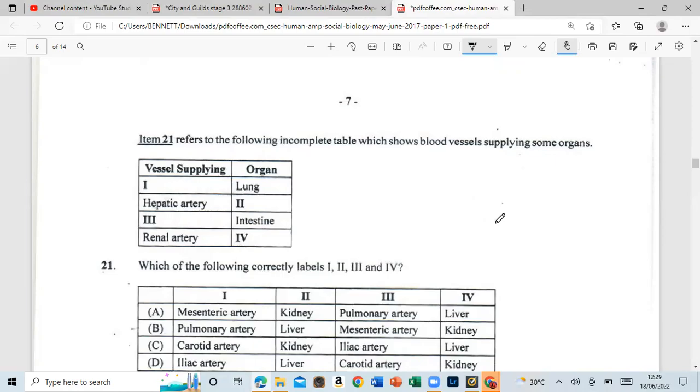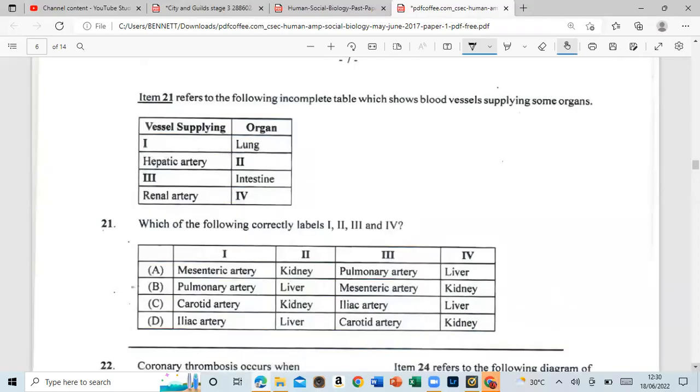All right, so let's move on to 21. 21 refers to the following incomplete table which shows blood vessels and the organs they supply. Vessel 1 supplying the organ, you have the heart, the lung, vessel supplying the heart. 2. See what the question says. Which of the following correctly labels 1, 2, 3, and 4? I don't like these types of questions.